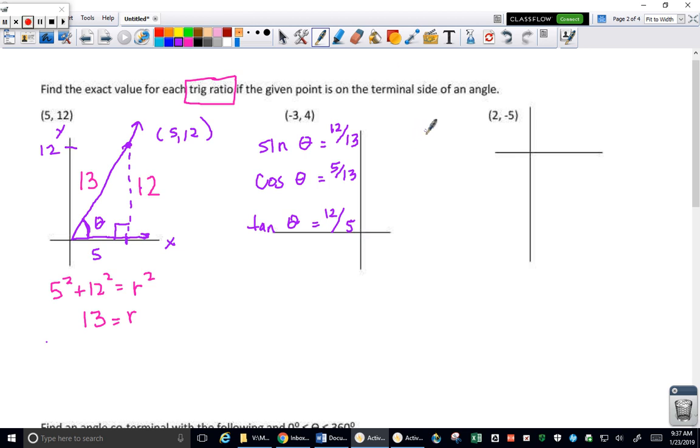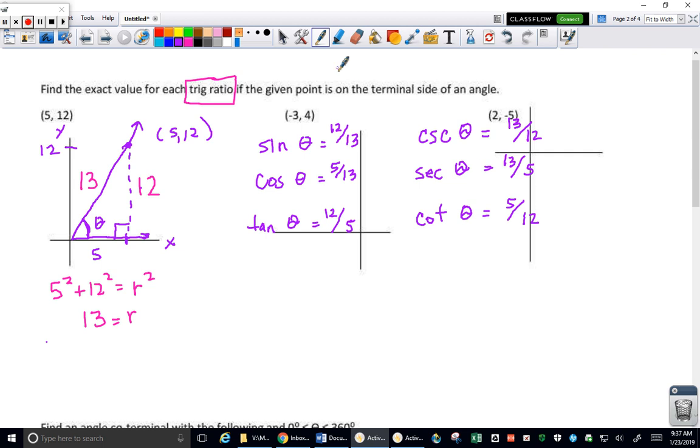Now we have the next 3 from pre-cal. So the cosecant. The cosecant is the reciprocal of the sine, so hypotenuse over opposite side, 13/12. The secant is the reciprocal of the cosine, so hypotenuse over adjacent side, or 13/5. And the cotangent is the reciprocal of the tangent, so adjacent over opposite, 5/12.